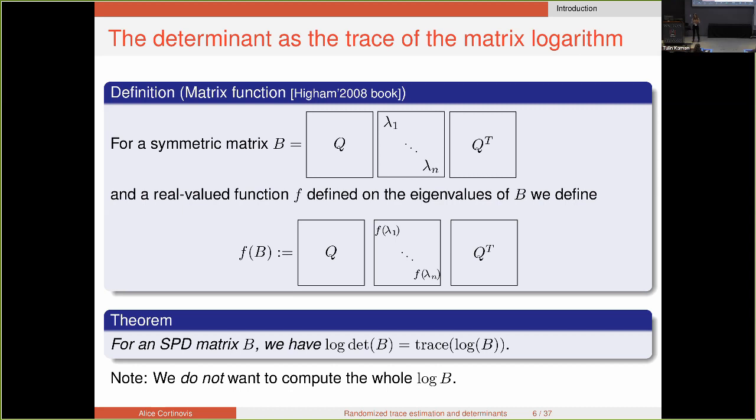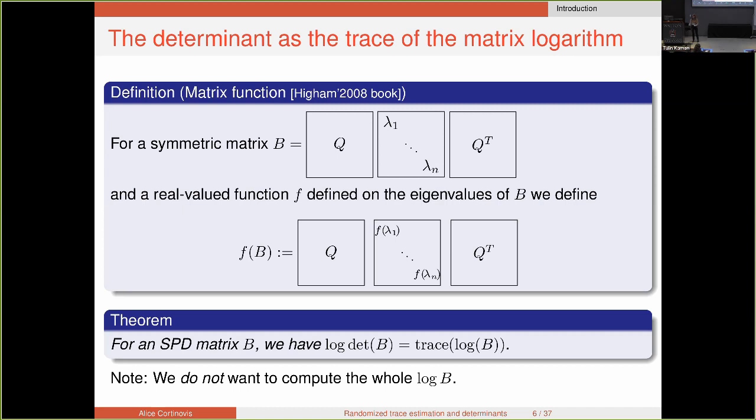So the function I'm going to talk about is the logarithm, but you can do, for example, the inverse or the exponential of a matrix in this way as well. The result that allows us to connect the computation of the determinant with the trace states that if you have a symmetric positive definite matrix B, then the logarithm of the determinant of B is the trace of the matrix logarithm of B.